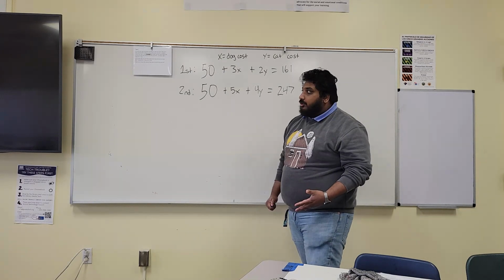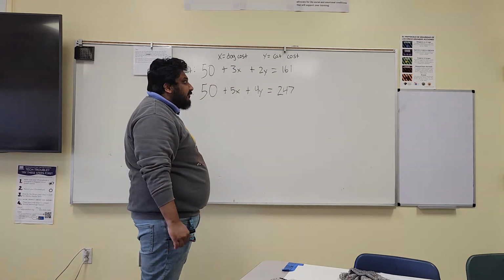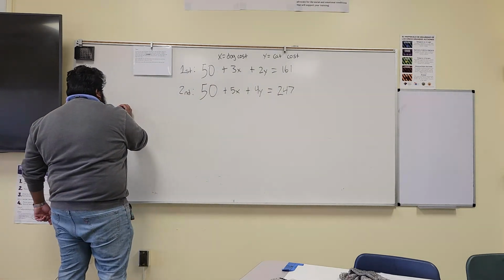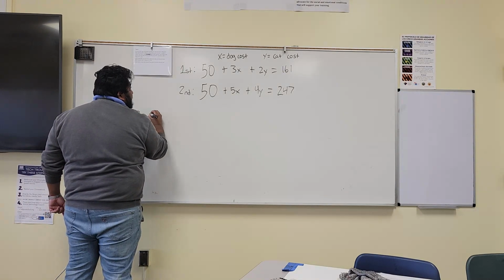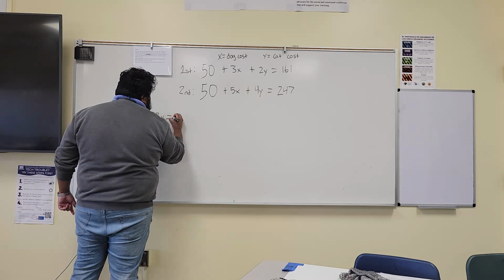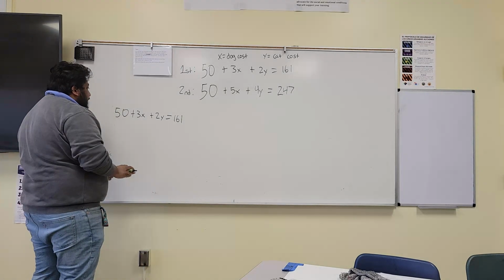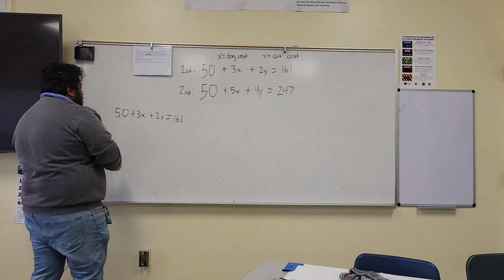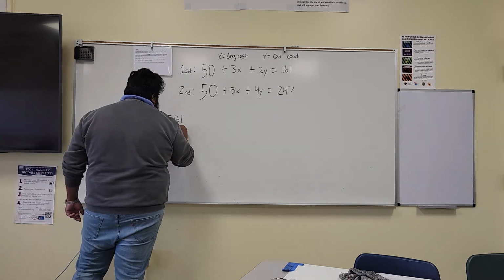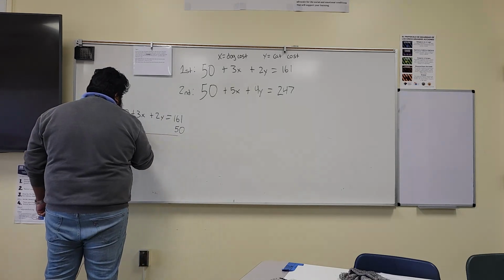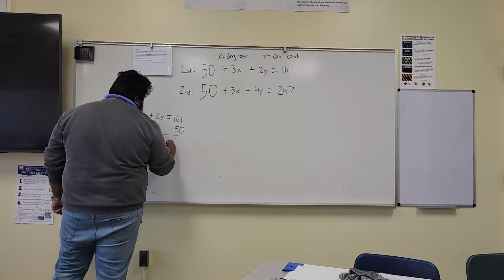Now we'll start with the first equation as the one that we're going to rearrange and solve for stuff. So I'll start over here. We'll do 50 plus 3x plus 2y is equal to 161. Now the first thing we need to do is get rid of the whole number on this left side. So we're going to subtract 50 from both sides. And that's going to leave us with 3x plus 2y is equal to $111.